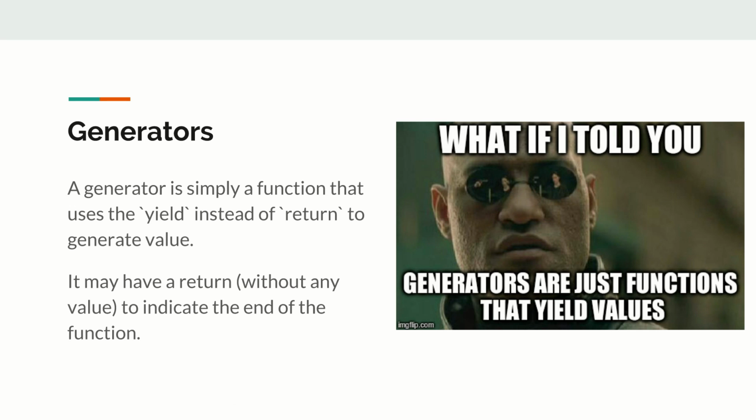Simply speaking, a generator is a function that uses the yield statement instead of a return statement to generate value. That is, to return values to its callers. A generator can have more than one yield statement, but it should have at least one yield statement. So what it means is the presence of the yield statement inside a function is what makes a function a generator. Now, generators may also have a return statement without any value to indicate the end of the function.